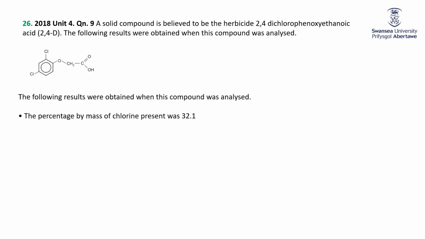Right, last question is a nice long one. Solid compound believed to be the herbicide 2,4-dichlorophenoxyethanoic acid. So there we are, 2,4-D. Following results obtained. Now what we're trying to do is to make sure that everything matches up. So the percent by mass of chlorine present, 32.1. Well, the whole formula, if you add it all up, is C8H6O3Cl2. So it has a molar mass of 221. Percent chlorine is 71 over 221 times 100, which is 32.1%. So that agrees nicely.